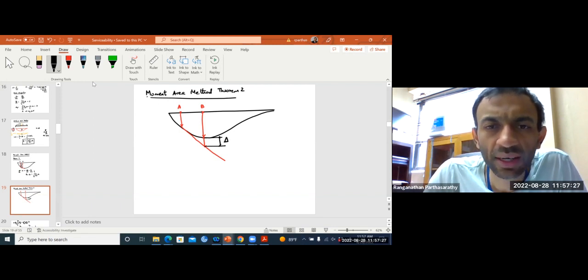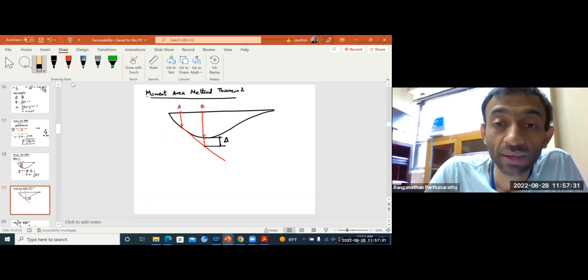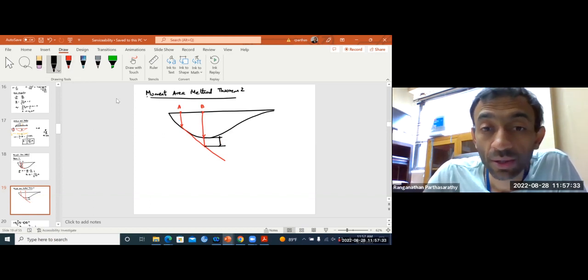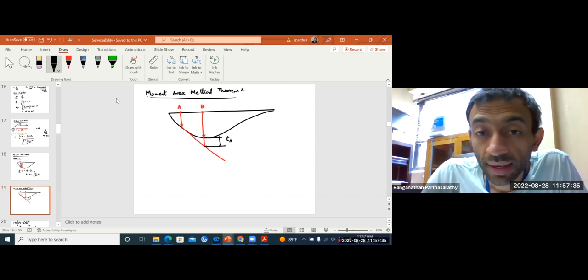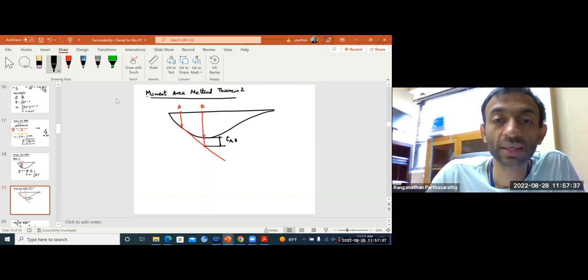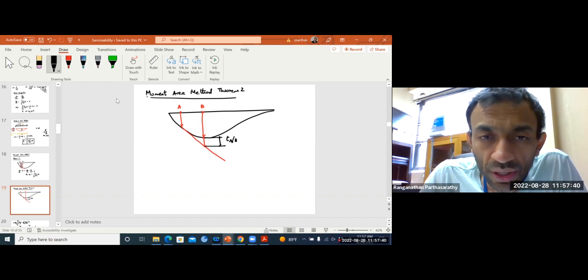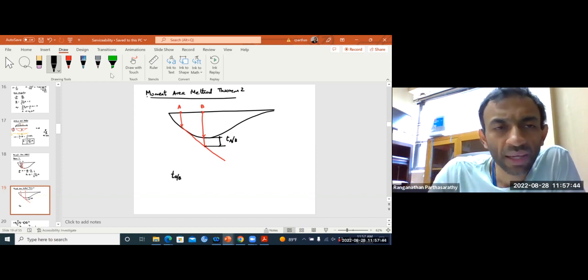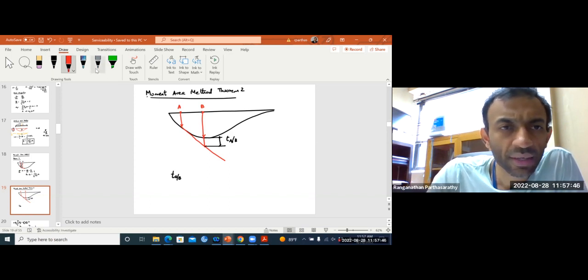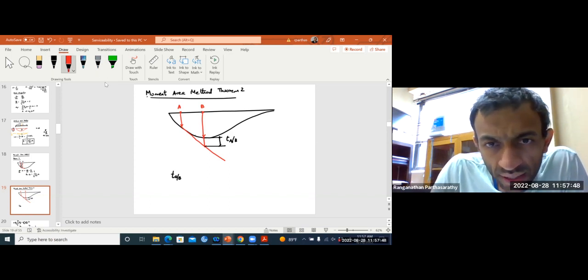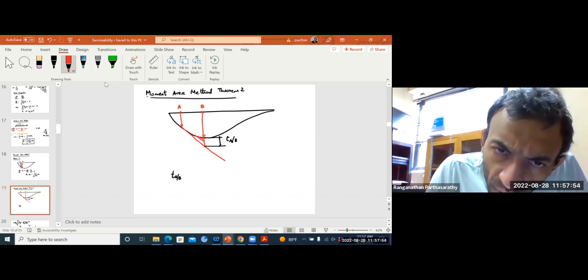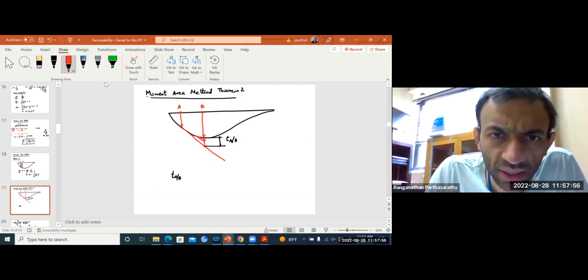We call this T, not delta, T A comma B, or T A by B. So how do we get this? Now, imagine that for any point in between, this is one tangent, this is the very next tangent. What is this small distance?